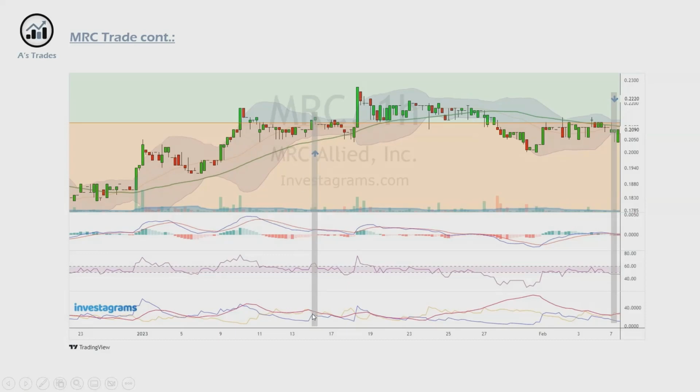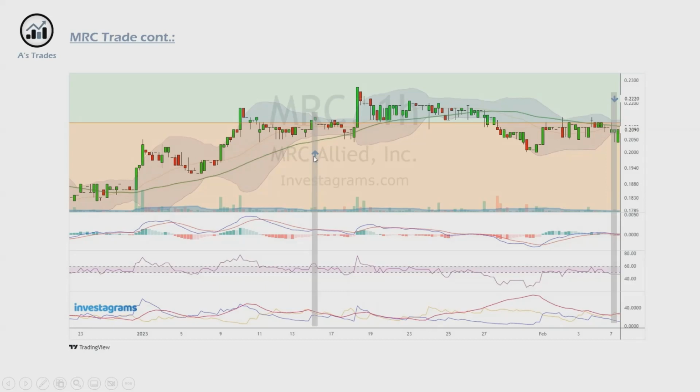Also, the trend criteria, where the DMI negative, which is the yellow line, is above the DMI positive, which is the blue line. So this indicates a downtrend. But still, I entered because of the other criteria, and it was traded at an above average volume right here. Also, I had a conviction that it will break the orange resistance level based on the weekly chart that I just mentioned.